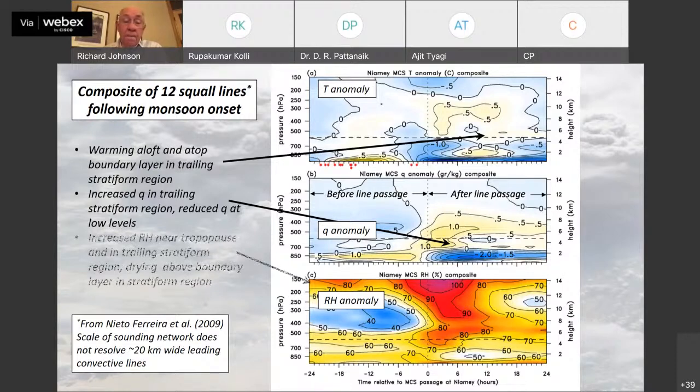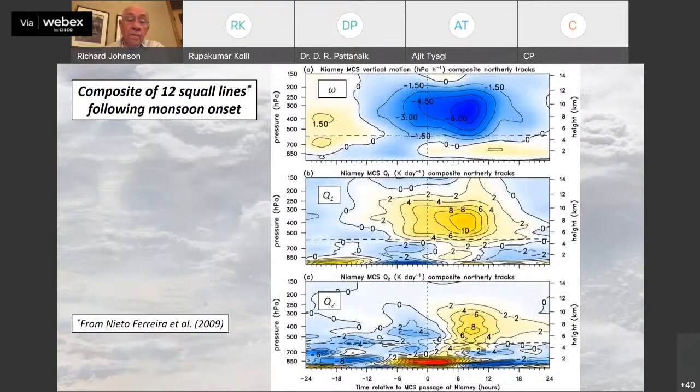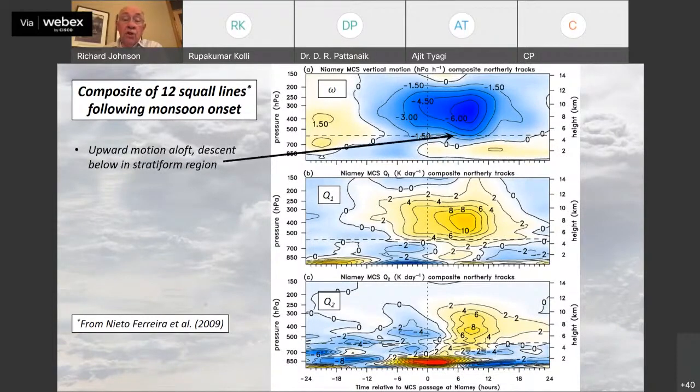And the next, this lower plot shows the relative humidity, this is the total relative humidity field. And you can see very moist conditions in the upper troposphere near the stratosphere associated with the leading anvil, as well as moist conditions connected with the stratiform region. Next. Okay, now, continuing with the composite, if you click on the next, the upper panel here shows the vertical motion field. And in the stratiform region, there's upward motion aloft and downward motion below.